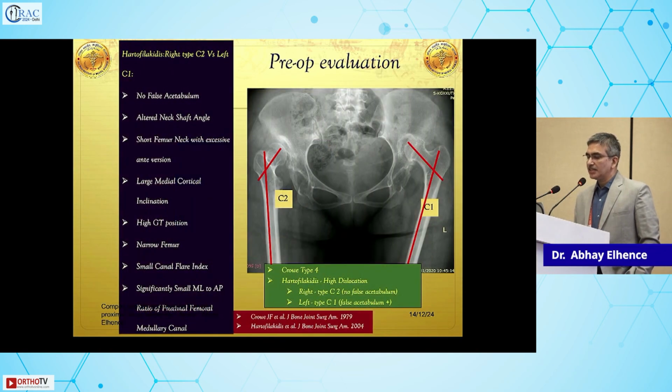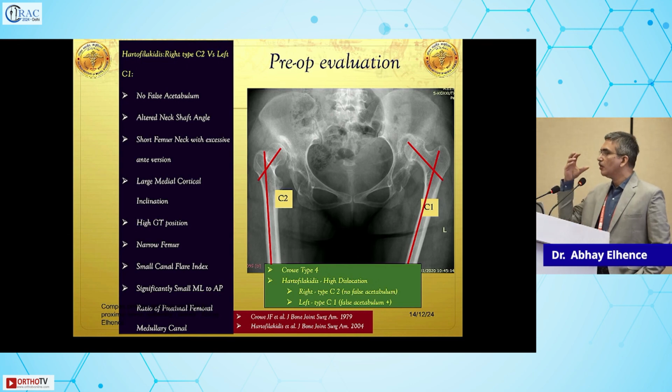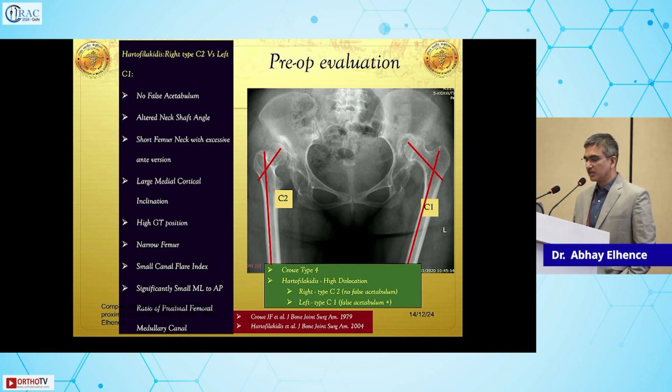Coxa valga, and these are patients who will present in late adulthood with deformities. So bilateral DDH, they do well till 30, 35, and they start presenting at 35, 40, 45 with severe pain in the hip. So you have to classify whether you are dealing with something which has a formed acetabulum, which is a C2, or a not formed acetabulum, a pseudoacetabulum, which is a C1.